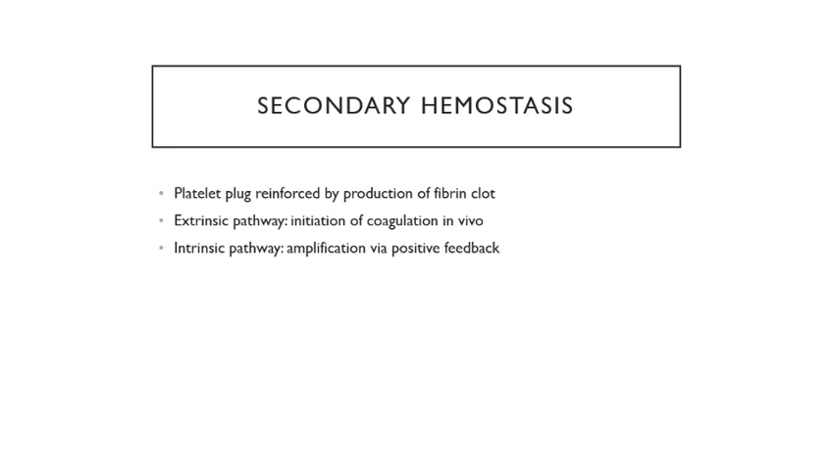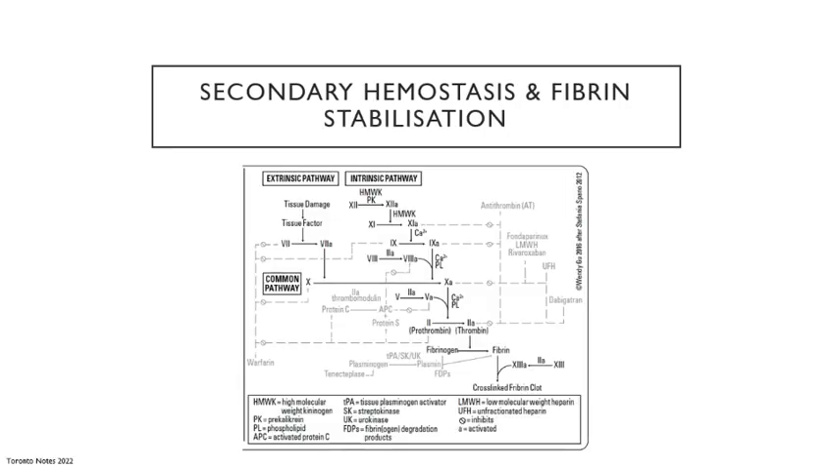Secondary hemostasis involves the activation of the coagulation cascade, which stabilizes the initial platelet plug with a fibrin mesh. This cascade can be initiated via the extrinsic or the intrinsic pathways, both converging on the activation of factor 10 to 10A, which then converts prothrombin to thrombin. Thrombin plays a central role by converting fibrinogen to fibrin, which polymerizes to form a stable clot. This diagram depicts a secondary hemostatic process culminating in fibrin clot formation and fibrin stabilization.